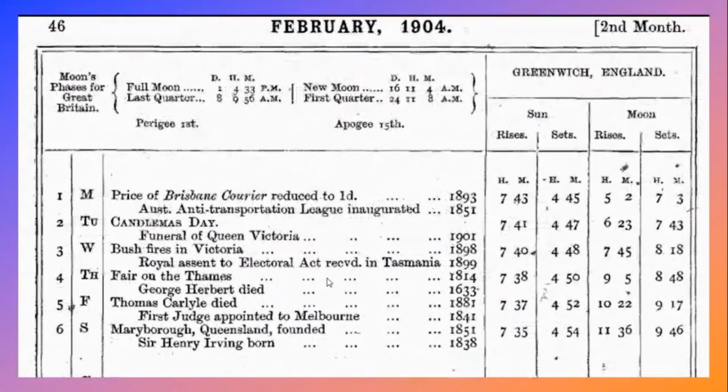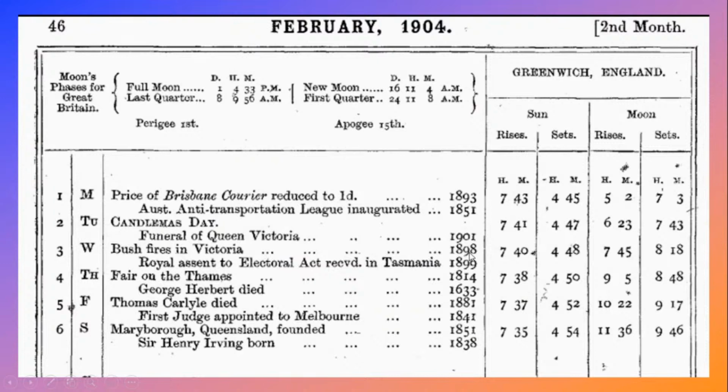You'll get things like the Australian Anti-Transportation League inaugurated in 1851. The price of the Brisbane Courier was reduced to £1 in 1893, and that's because of the 1890s depression. That was bigger than the 1930s depression. But people don't often realise that because it's outside of living memory. But it's an indication that the 1890s was very big indeed. Bushfires in Victoria, something that we still suffer from. But if you've got Victorians, you might want to check out where were the fires in that particular year.